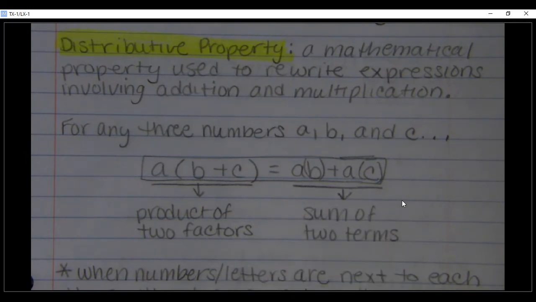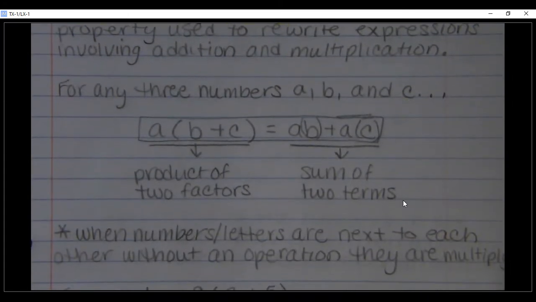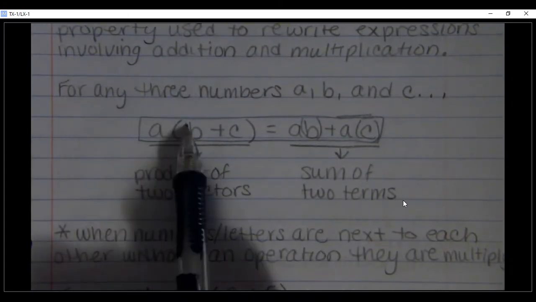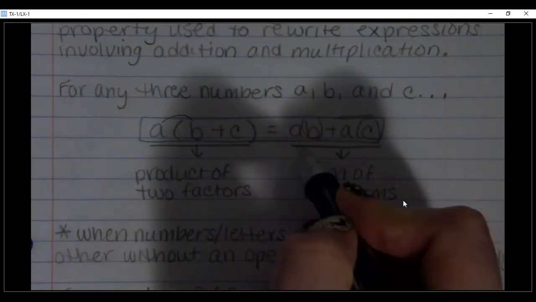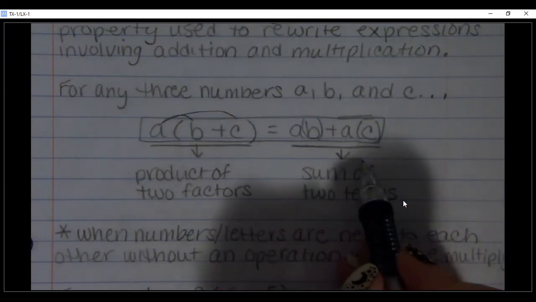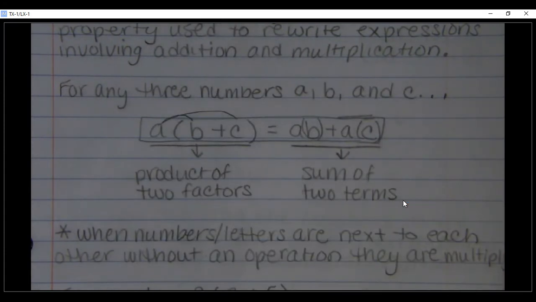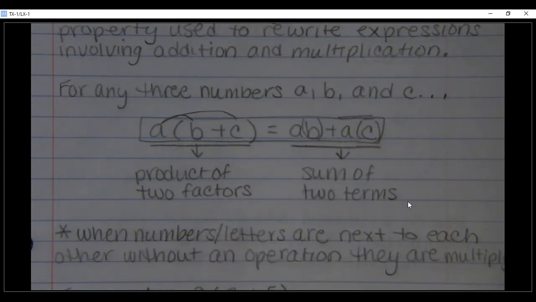It can be kind of confusing. What we're pretty much saying is that whatever number is in front of the parentheses is being multiplied by everything inside. So A is being multiplied by B, and A is being multiplied by C. Once we have those, we can add those together since the operation in between them is that plus.